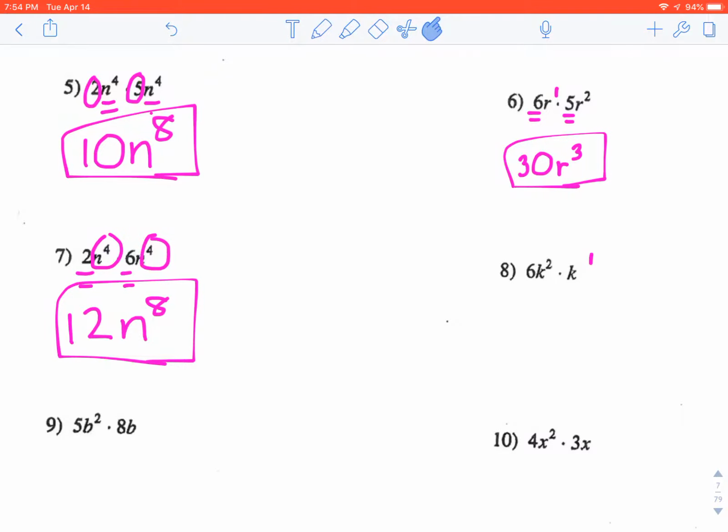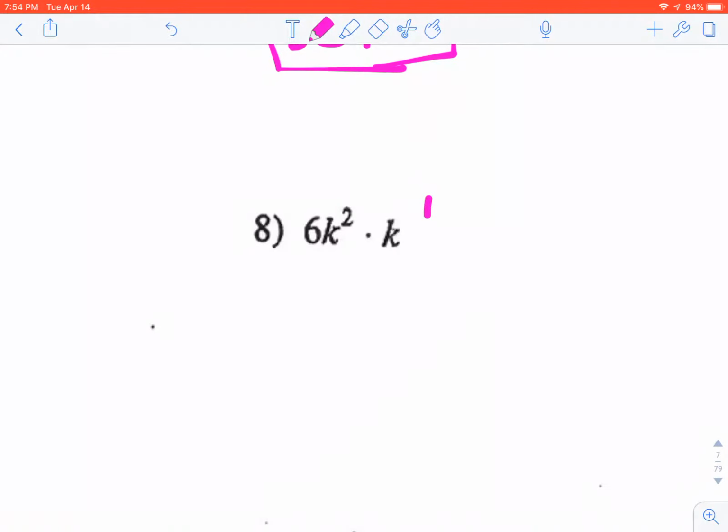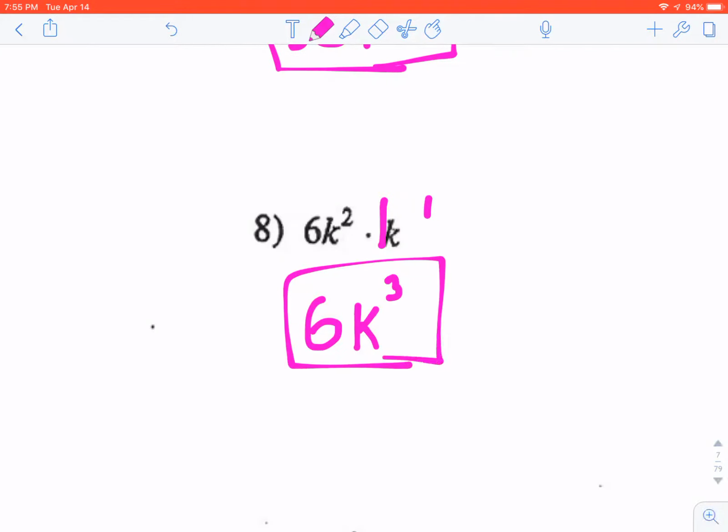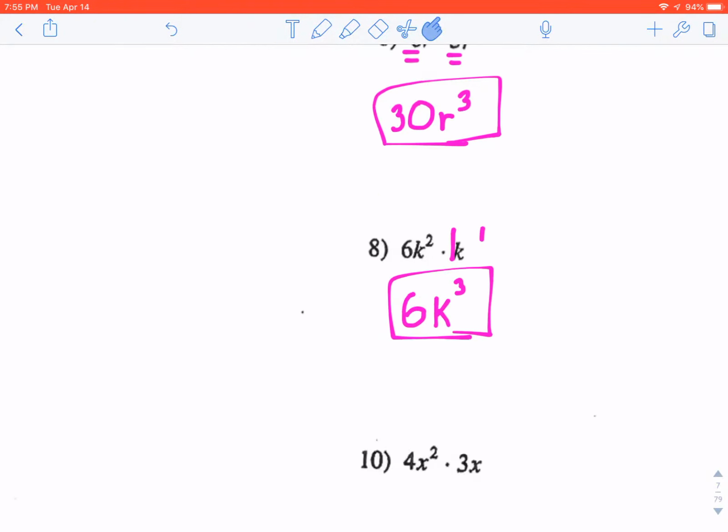Number 8, the 1 as your exponent you can't see, so I'm going to put that above. There's also a 1 in front as your coefficient. You do not need to write that, but you can. 6 times 1 is 6. And then rewrite your base of k. Add your exponents. 2 plus 1 is 3. So you should have had 6k to the 3rd.